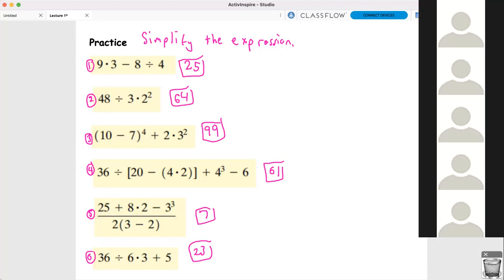Hey, sir, I have a question. Yeah, what's up, Sarah? So on the first one, there's no parentheses, there's no exponent, so then it would be multiply and divide, right? That's correct. So first 9 times 3. So would it be 9 times 9 is 81? Ah, you're doing 9 cubed. Is it 9 cubed or is it 9 times 3? Oh, okay. So 9 times 3. Okay, I got it. Thanks. Anytime. I'm here.